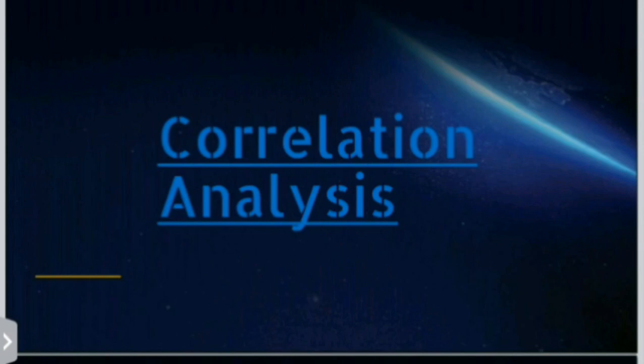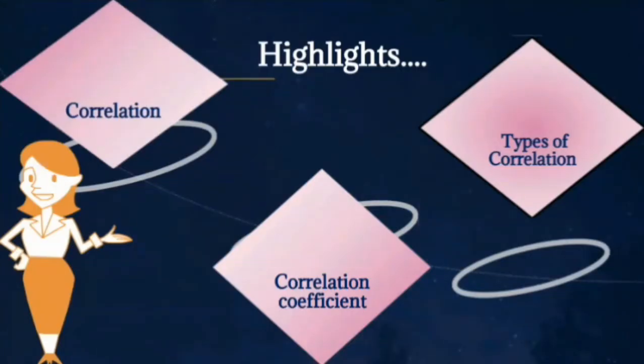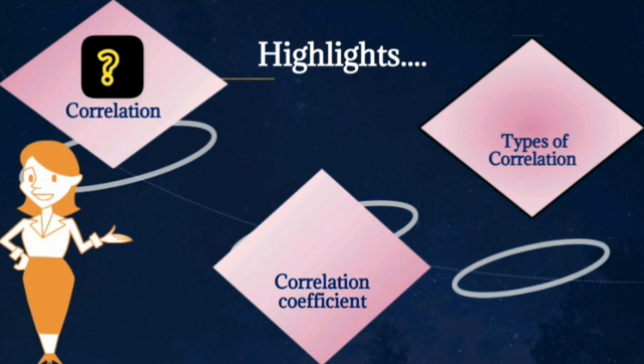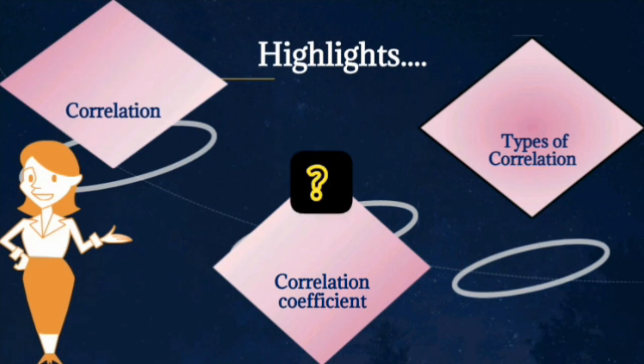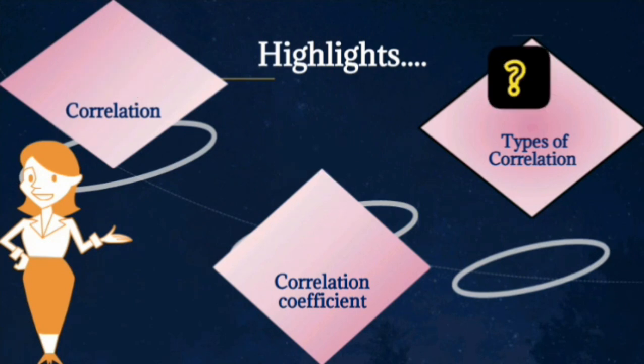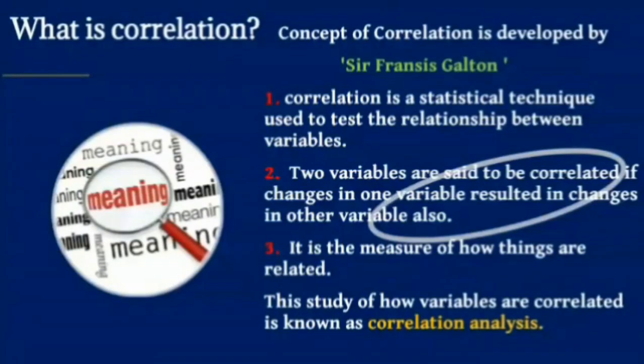Now we are going to our main class. So these are the topics we are going to discuss today. What is correlation? What is correlation coefficient? What are the types of correlation? So first one, what is correlation? The concept of correlation was developed by Sir Francis Galton. Note down this name. Sir Francis Galton developed the concept of correlation. Now let us move to our first point.